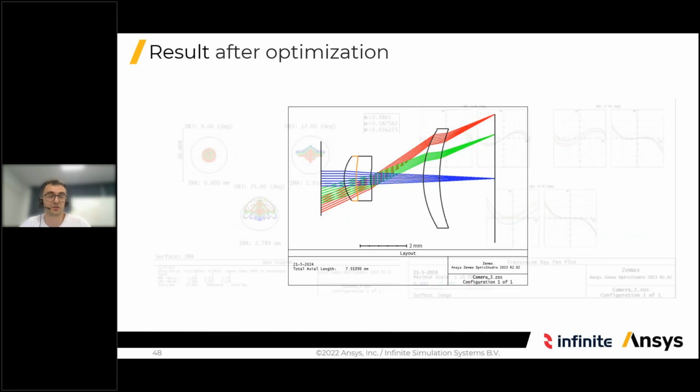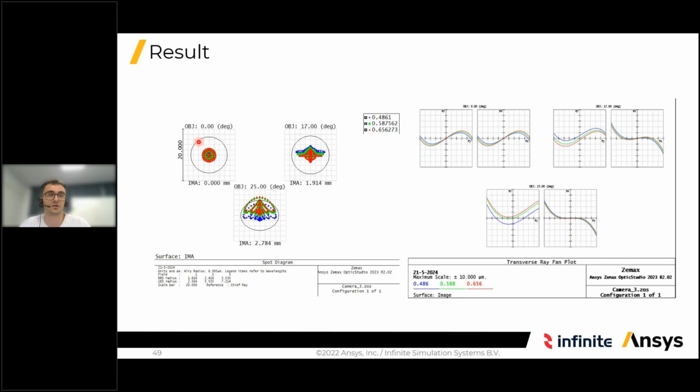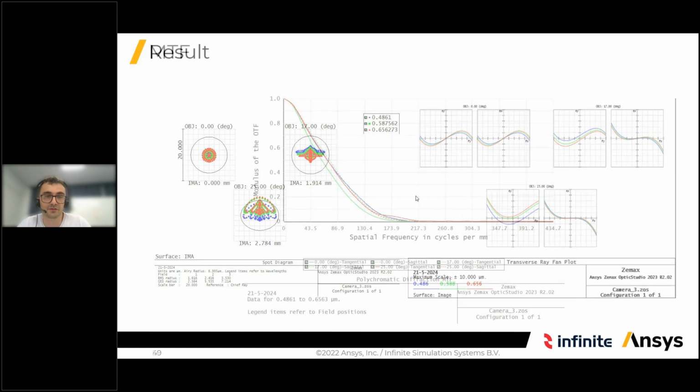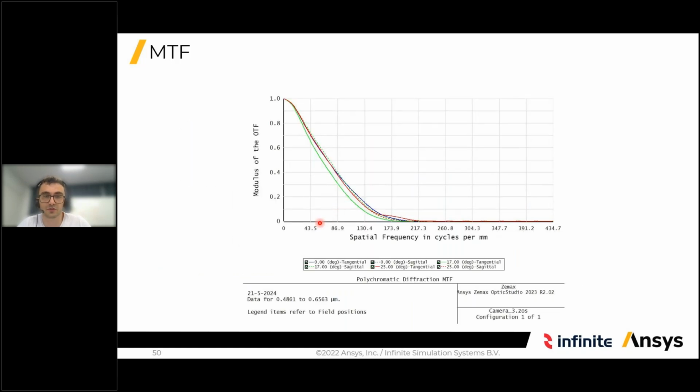Let's now check the results. All the spot sizes are now well below the Airy disk size, which is very good. And also the aberrations have reduced drastically. Again, it looks like there are a lot of aberrations, but the scale of this plot has changed. And let's check the MTF at the frequency of 50 cycles per millimeter. We are now well above 50%, so we have reached our targets.